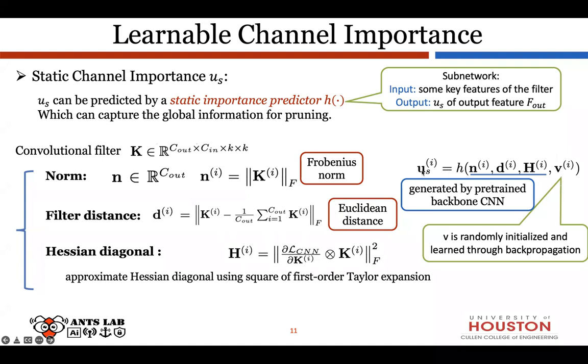And therefore, we will have our prediction model. H is a subnetwork. We can still use the methods mentioned in the previous page to train this neural network. And finally, we will have our static channel importance vector US.